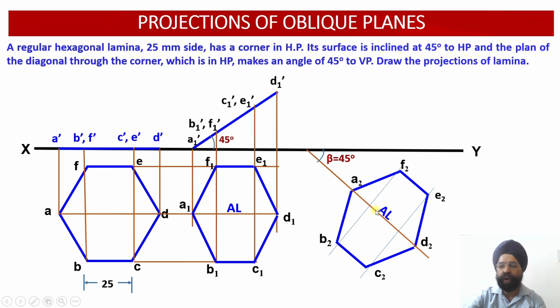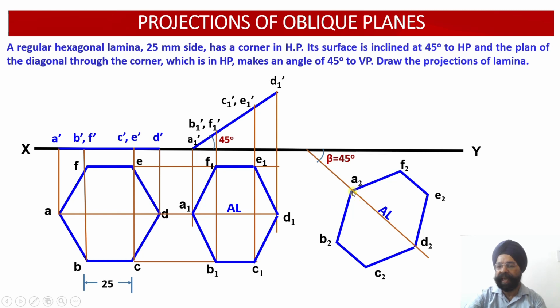That is, this plan of the diagonal is being oriented at an angle of 45 degree with respect to the vertical plane. Now I have taken out these guidelines, that is construction lines, because they were required only to transfer this figure over here. Now the next thing is, having obtained this top view of this lamina which is inclined to both HP and VP, I need to evaluate the front view of this lamina.